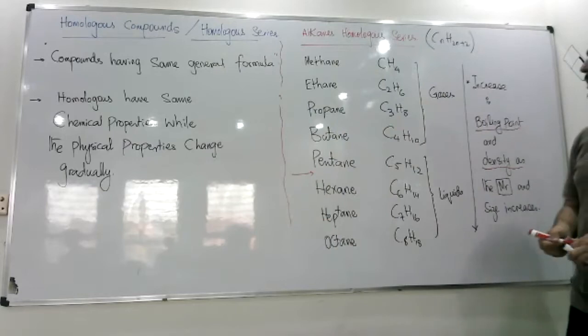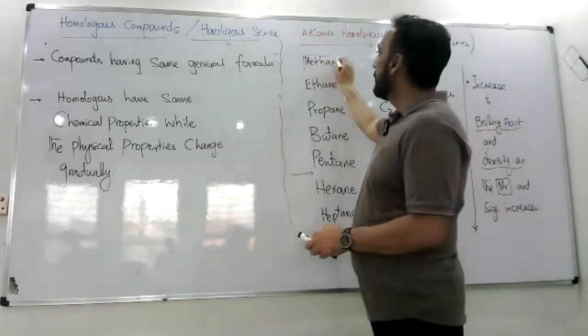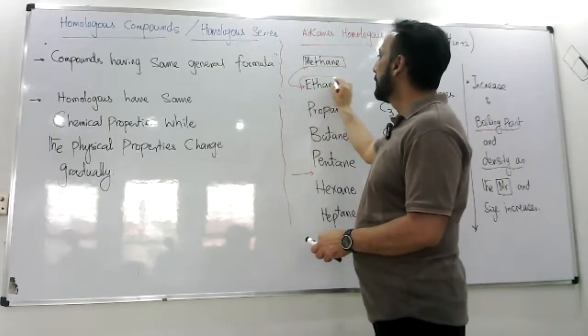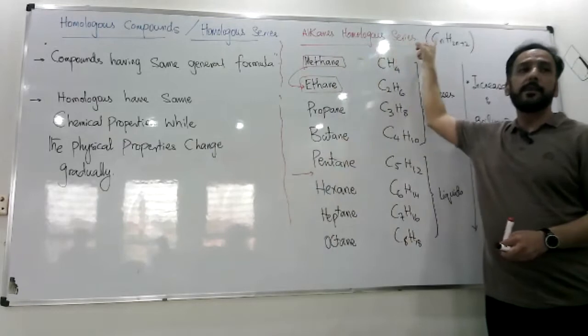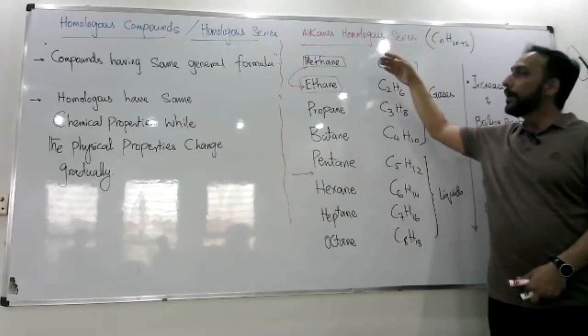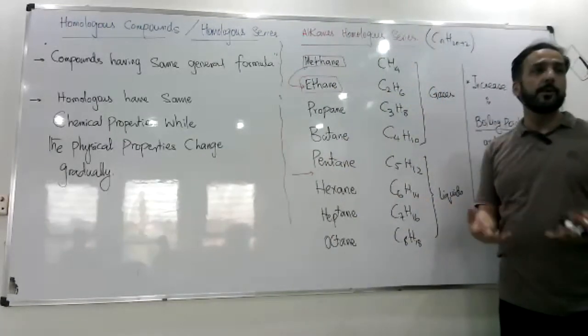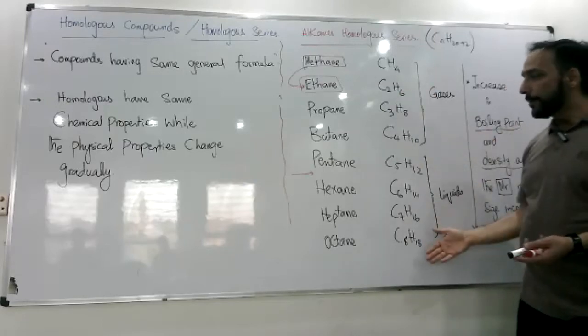इसमें let's say methane is homologous to ethane. दोनों एक दूसरे के homologous हैं. Similar, same general formula, CnH2n plus 2. And the series of such compounds is called homologous. Their physical properties are different.